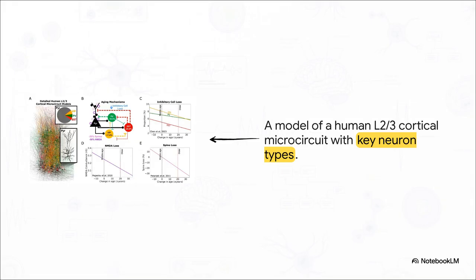It represents a baseline microcircuit of a 50-year-old individual. It incorporates the 4 principal neuron types: excitatory pyramidal neurons, which you see labeled as PYR, and 3 inhibitory interneuron populations: somatostatin-expressing, or SST, parvalbumin-expressing, or PV, and vasoactive intestinal polypeptide-expressing, or VIP. The model is built to reproduce realistic neuron morphologies and connection probabilities based on experimental human data.